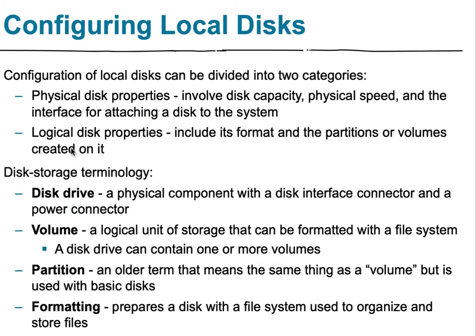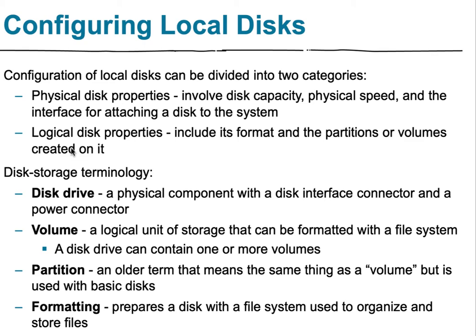Configuration of local disks can be divided into two broad categories: physical disk properties and logical disk properties. Physical disk properties, which must be considered first before purchasing disk drives for a server, involve disk capacity, physical speed, and the interface for attaching the disk. Logical disk properties include its format and the properties of volumes created on it. Before you get too far into these properties, however, make sure you're clear on disk storage terminology.